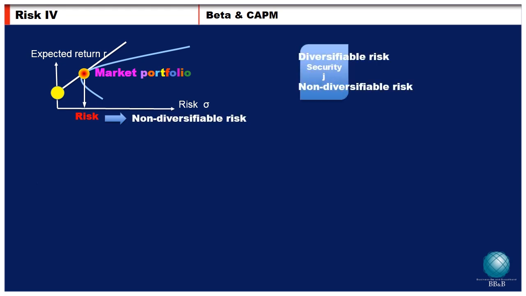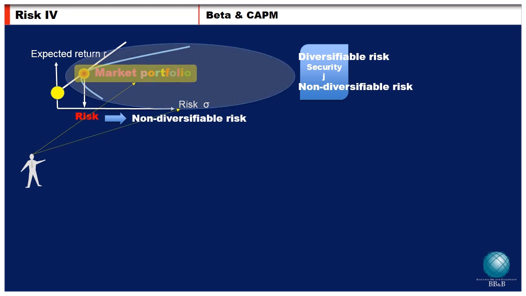A security's specific risk is the sum of its diversifiable risk and its non-diversifiable risk. Diversifiable risk can be eliminated by diversification. Non-diversifiable risk cannot be eliminated by diversification. Let's suppose investors are usually investing in a perfectly diversified portfolio. These investors assess the risk of individual stocks in relation to the market portfolio.